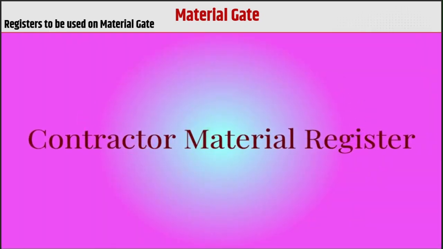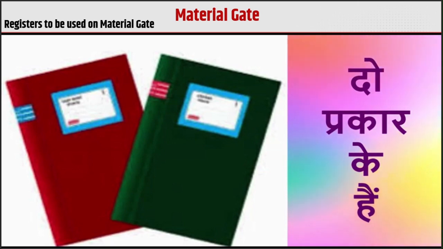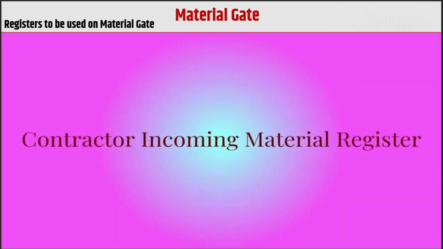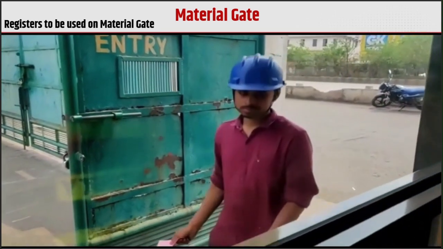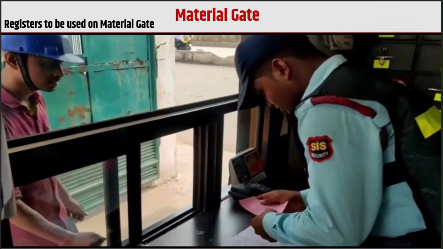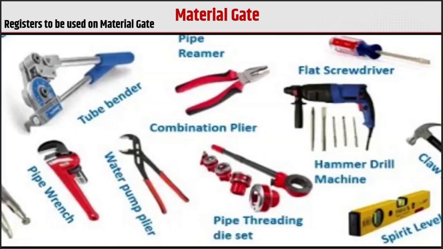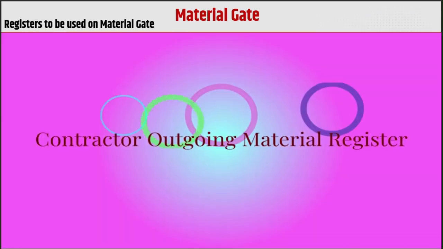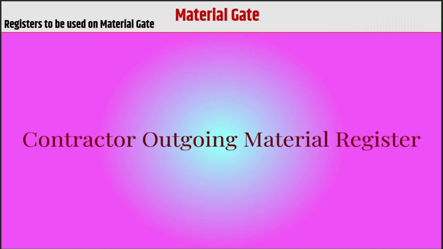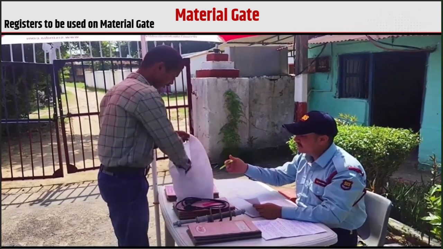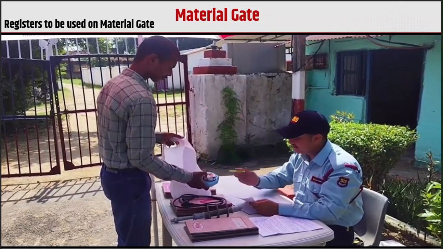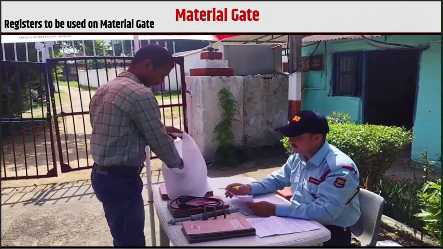Contractor Material Register. These are also of two types, in which the first is Contractor Incoming Material Register. In this register, enter the details of the goods or equipment of the contractors coming to the company for various works. Contractor Outgoing Material Register. In this register, show the description of the material which the contractor takes back with him after finishing the work.